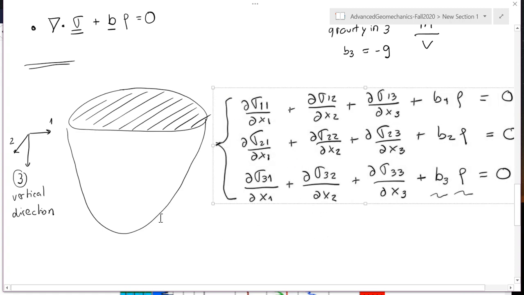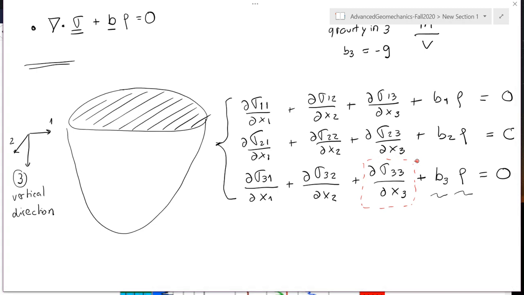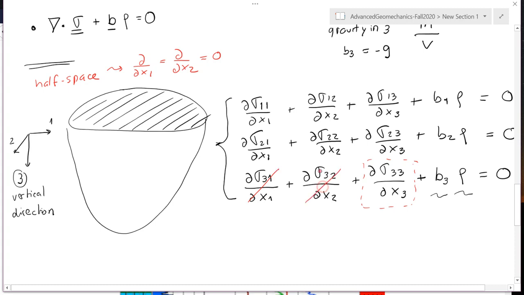All right, so the objective is going to be to find out what is the variation of stress in vertical direction with the variation of depth. And for that, we're going to do a few things. First of all, I'm considering that this is what is called a half space. And what that means is that everything is the same in direction 1 and 2. So any derivative in direction 1 or in direction 2 is going to be equal to 0. And as you can recognize in this equation, this is going to be equal to 0, this is going to be equal to 0, and all I'm going to be left with is this equation over here.